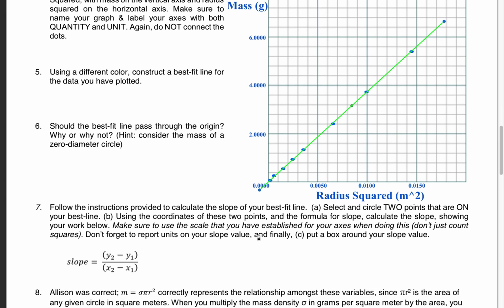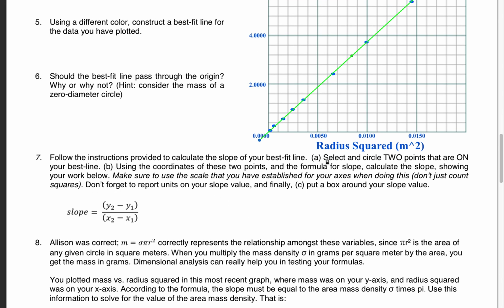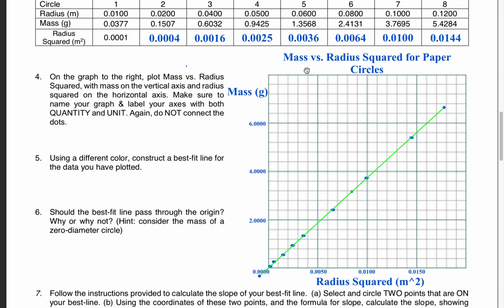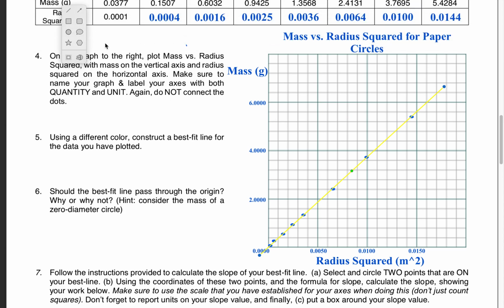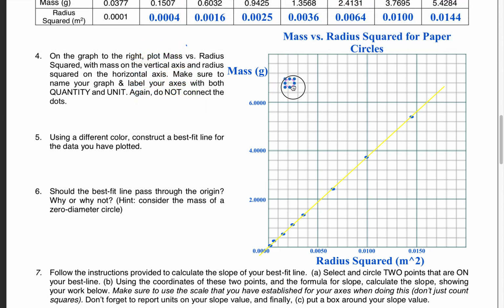Okay, let's look at 7. Follow the instructions provided to calculate the slope of your best fit line. Part A: select and circle 2 points that are on your best fit line. Let me get a yellow and make a circle. I'm making circles now. Oh, that's so big, I'm going to shrink it down. Oh, this is hard to see. Let me make it pink. That might be easier to see. Yeah, it is. Okay, so we have this point.